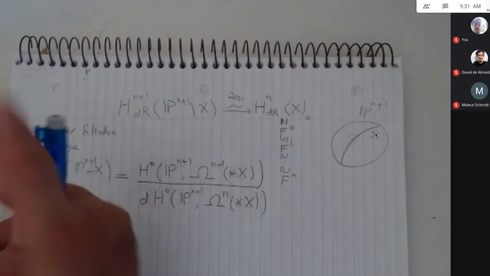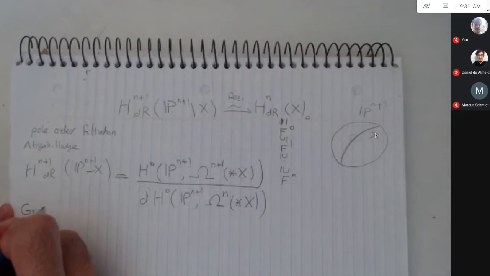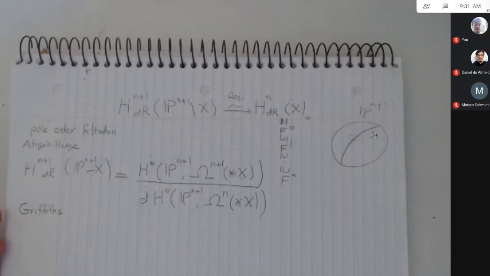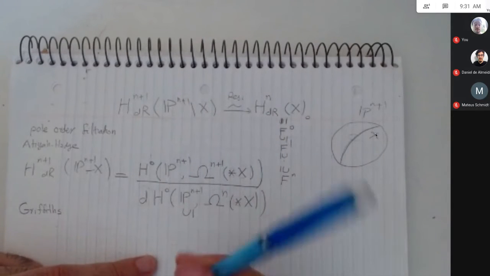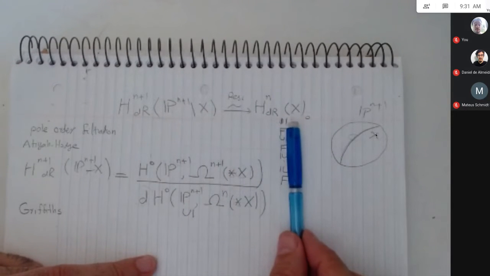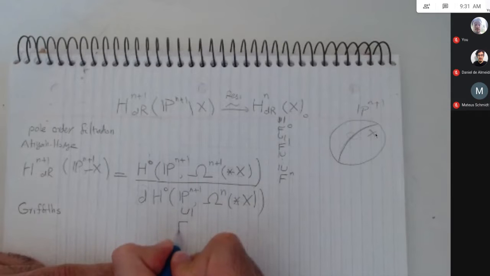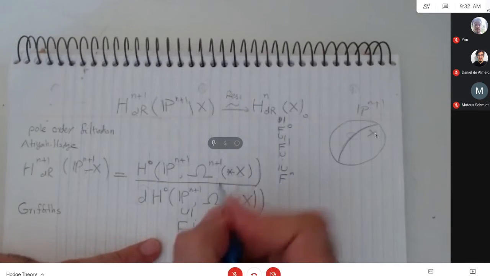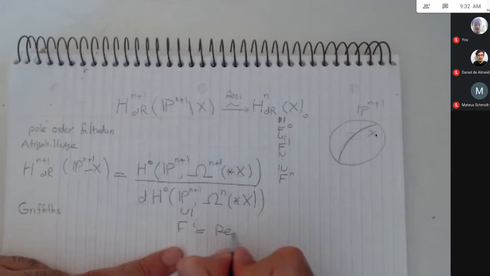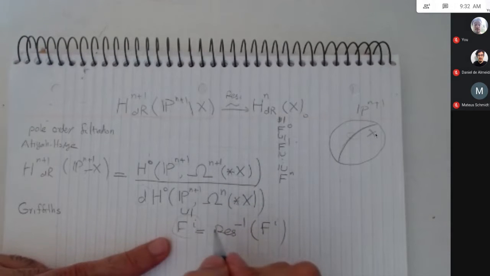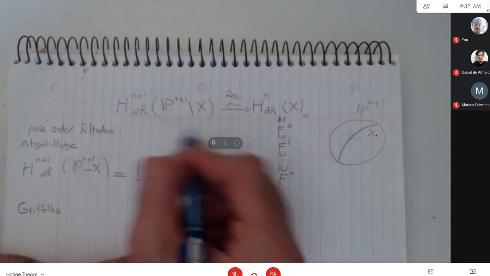So this is basically Atiyah-Hodge, but then comes the Griffiths part. Under this isomorphism, we can talk about the Hodge filtration here. So let's define F^i, the residue of F^i here, and again I will use the same notation F^i. So we have a Hodge filtration here.